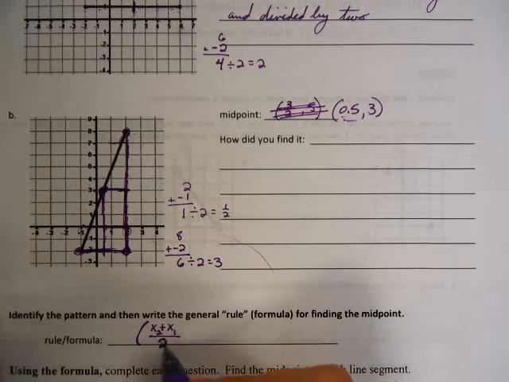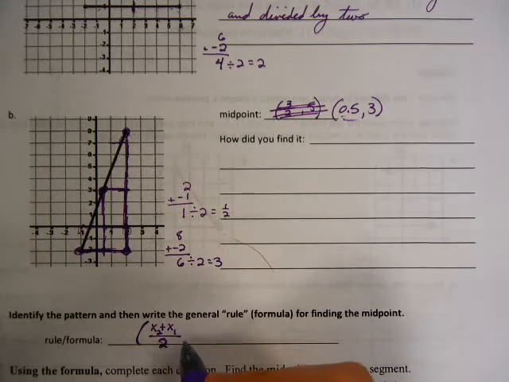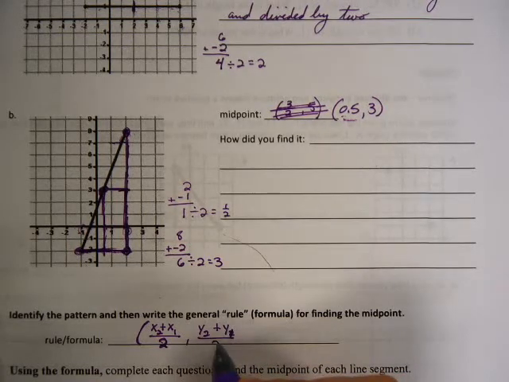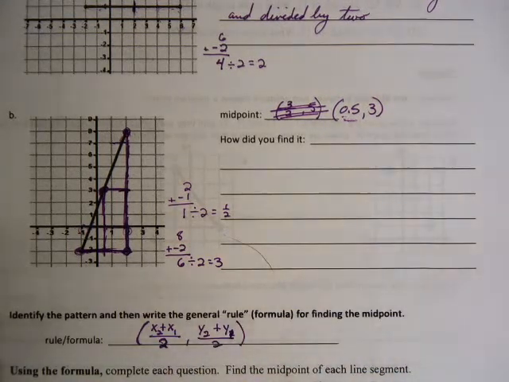And we divide it in half. We call that finding the average of those x values. Add them, divide them in half. And this is y1 divided by 2. So this is the formula we're going to use.